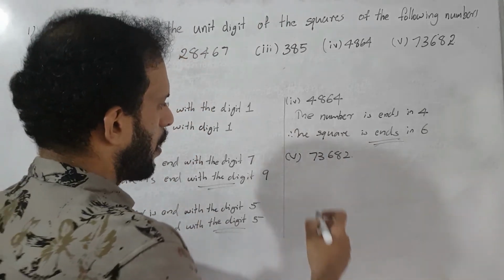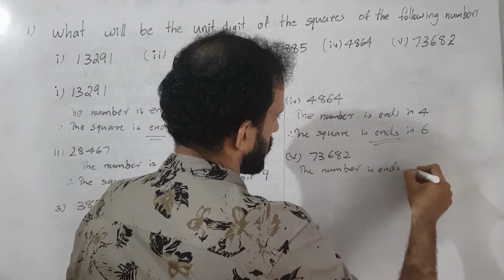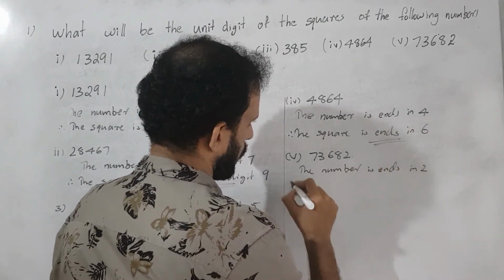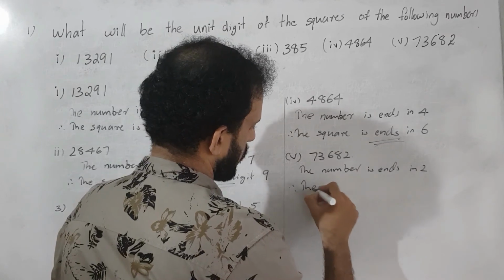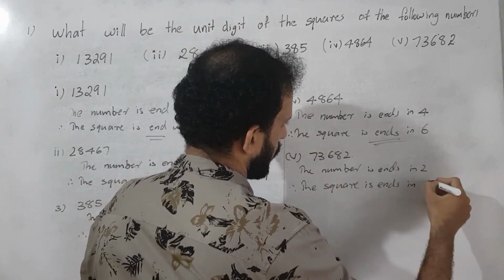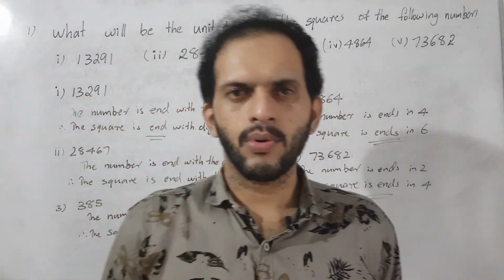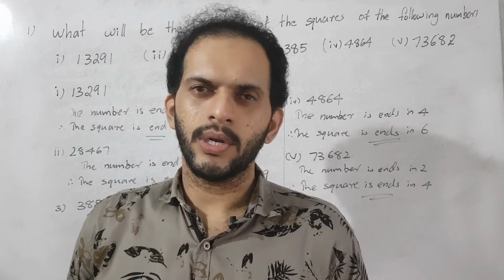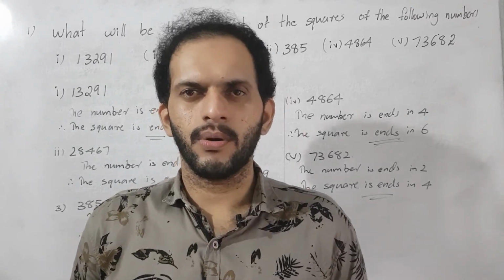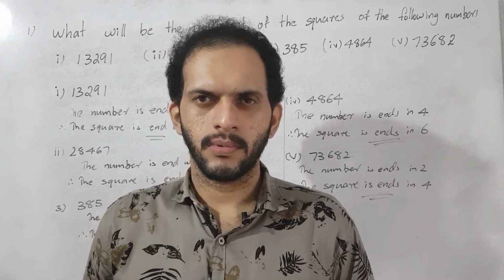Correct? So how to write? The number ends in 2, therefore the square ends in 4. Okay, then like this it is possible to find out the unit place digits based on the properties of square numbers.